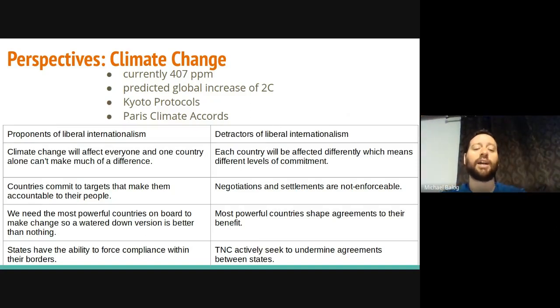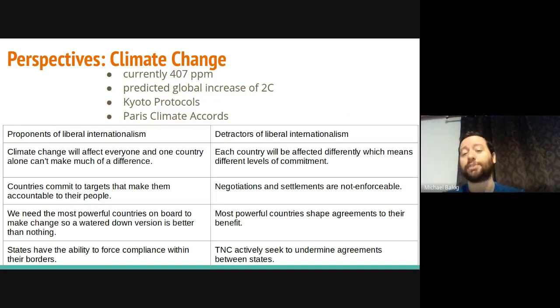Now, on the other side of it is that proponents of liberal internationalism would say, look, hey, wait a second. Yes, we recognize this, but everybody is going to be affected by this issue, and one country can't make a difference by itself. So we need to have organizations and forums where people can get together and discuss these issues, because otherwise we won't make any headway, right?